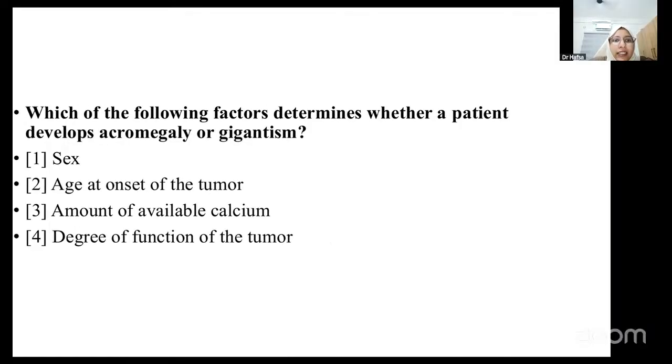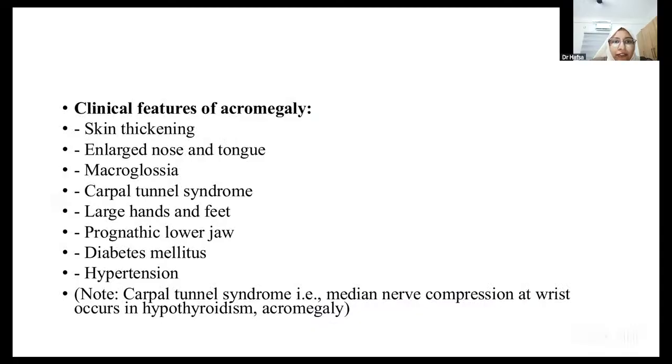Then these are the theory part of clinical features of acromegaly. There will be skin thickening, enlarged nose and tongue, macroglossia, carpal tunnel syndrome, large hands and feet, prognathism or lower jaw, diabetes mellitus, then hypertension. This is the clinical features of acromegaly. This might be asked from the section of acromegaly, but never shorten your theory part into this.